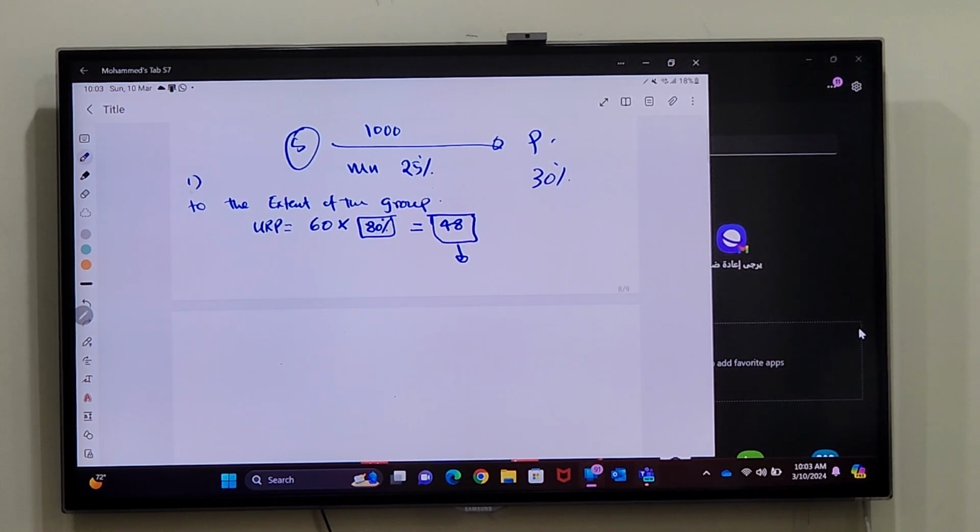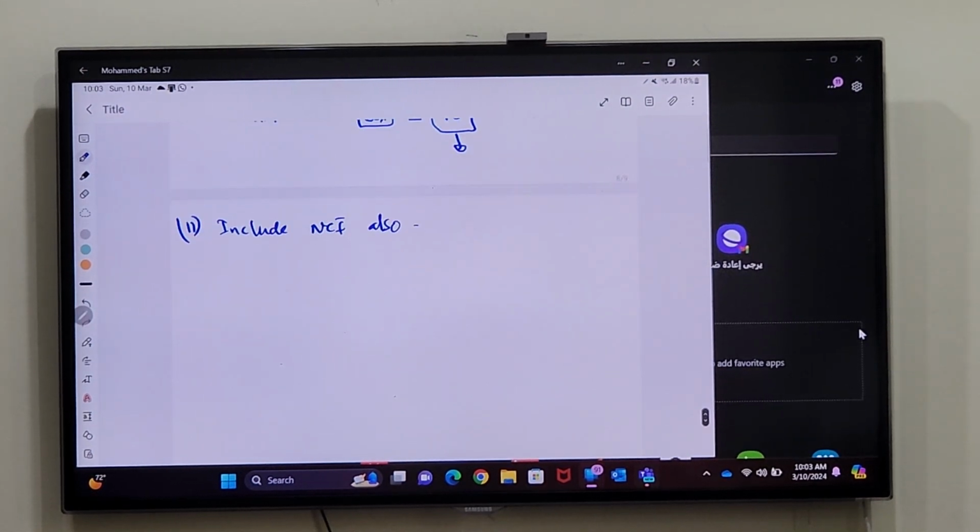Second one, so this is method 1. Method 2, include NCI also, meaning 60, 80% to the parent, 20% to NCI. You get 48 here and you get 12 here.